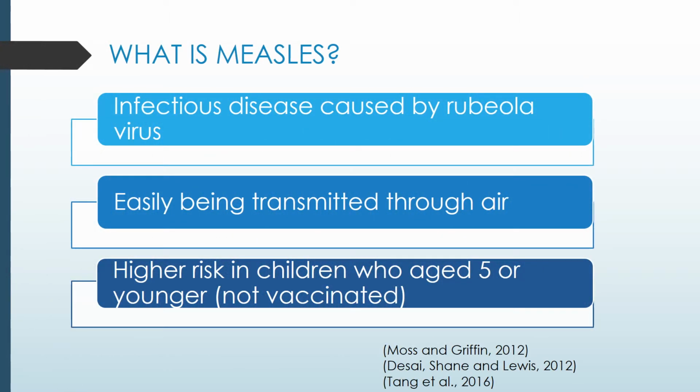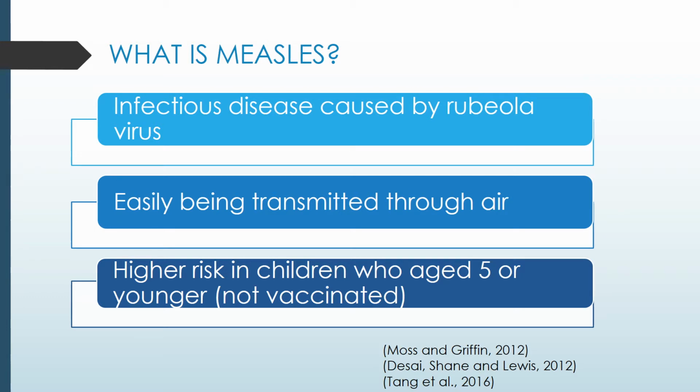What is measles? Measles is an infectious disease which is mainly caused by the rubella virus, and it attacks the human body easily by its air transmission. For example, sneezing, coughing, and physical contact with an infected person.